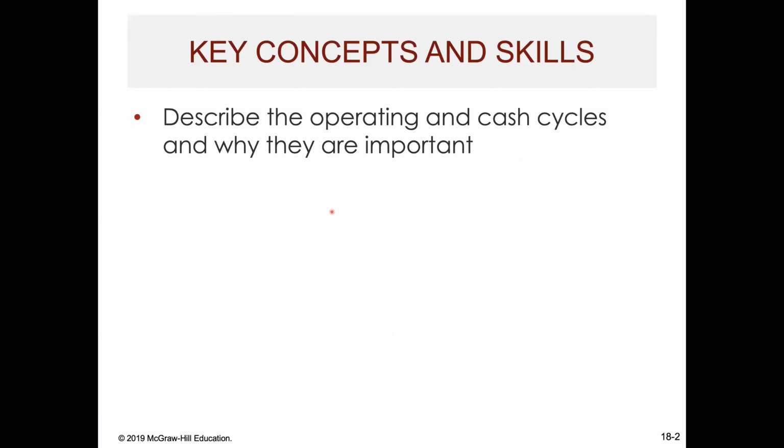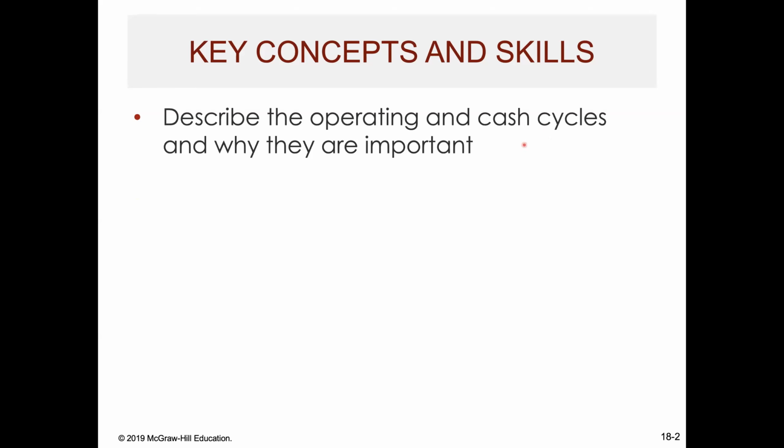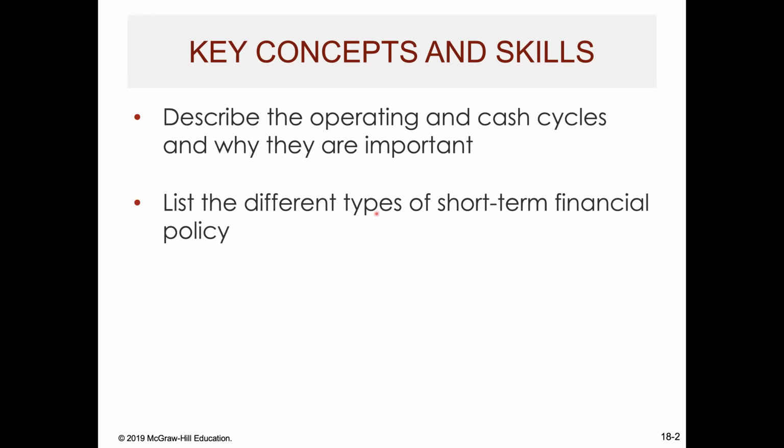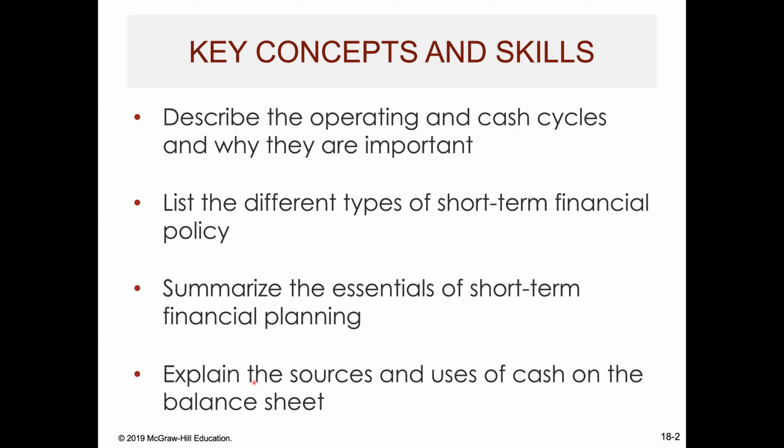The key concepts and skills. First, we'll describe the operating and cash cycles and why they're important. This is also known as the cash conversion cycle. And this will be somewhat of a review from 3250 if you had my class in 3250. We will list the different types of short-term financial policy. We'll summarize the essentials of short-term financial planning, and we'll explain the sources and uses of cash on the balance sheet. So let's get started with sources and uses of cash.